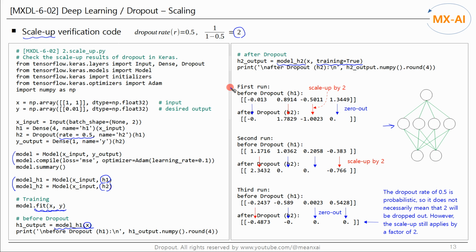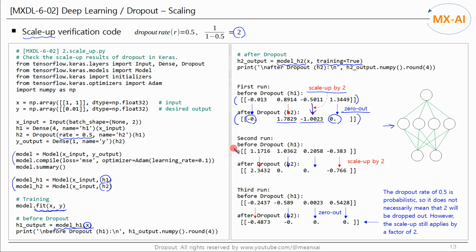Let's check the results. H1 is as follows, and H2 is as follows. The first and fourth neurons were dropped. This is that zero out is applied. And the output of the second and third neurons doubled. They were scaled up by 2.